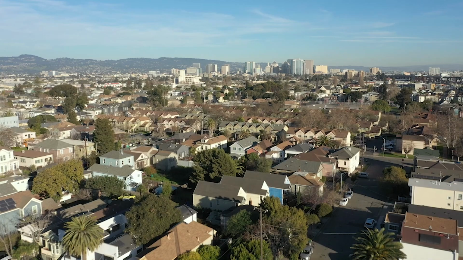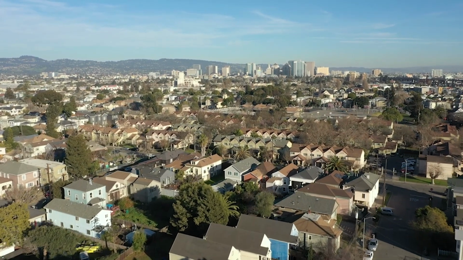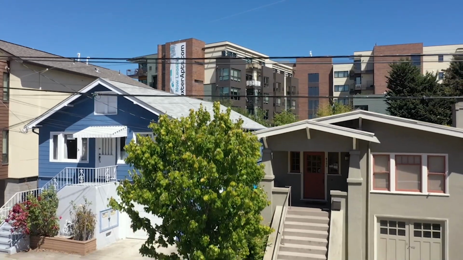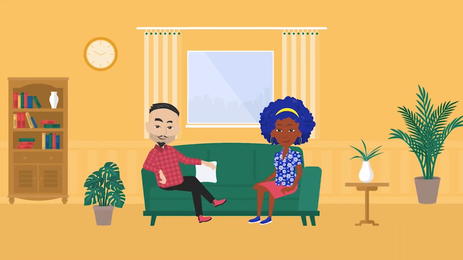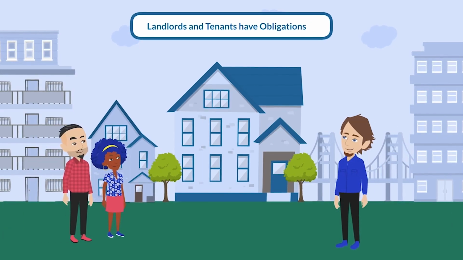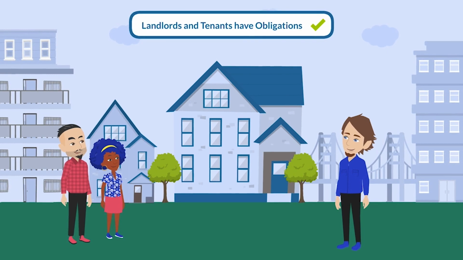You have a right to healthy and safe housing. This is called habitability. The right to habitability is the right to have housing that is fit to live in. Landlords and tenants have obligations when it comes to a safe and healthy living space. In this video, we will explain what those obligations are, and we will also explain your rights as a tenant.